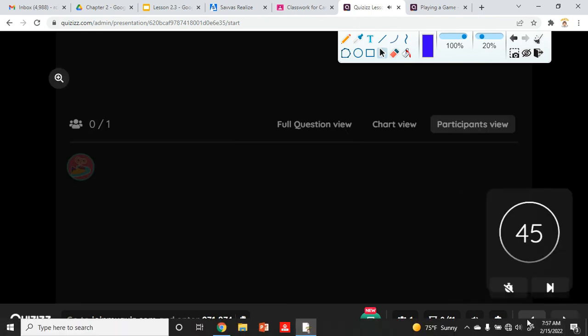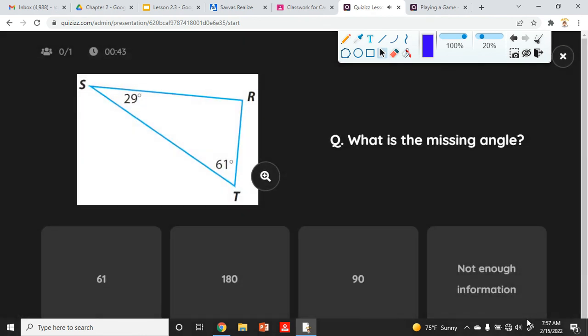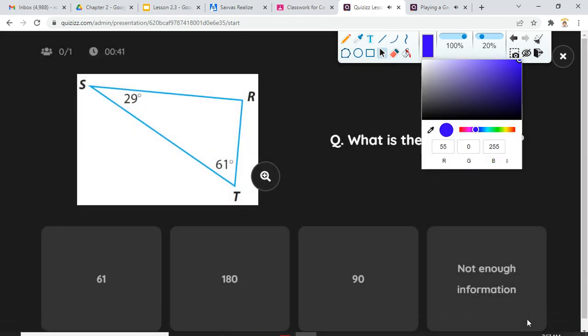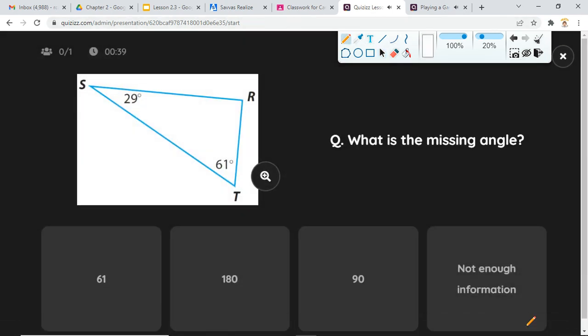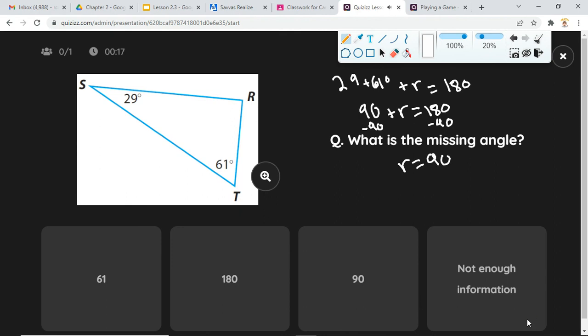Okay, what is the measurement of the missing angle? All right, so I'll just walk you through this one right here. We have 3 angles inside our triangle. So I have 29 degrees plus 61 degrees plus our variable r will add up to 180 degrees. And 29 plus 61 is going to give me 90. So we get 90 plus r is equal to 180 degrees. And by subtracting 90 from both sides, we get r is equal to 90 degrees.